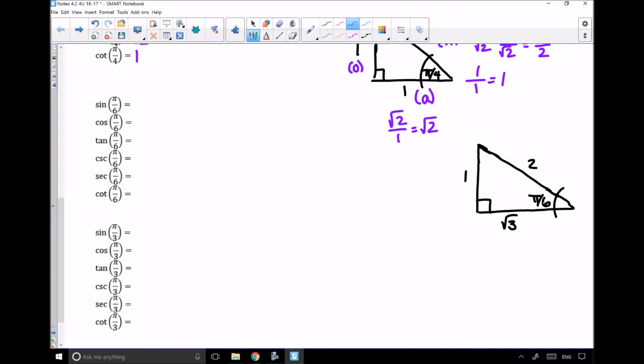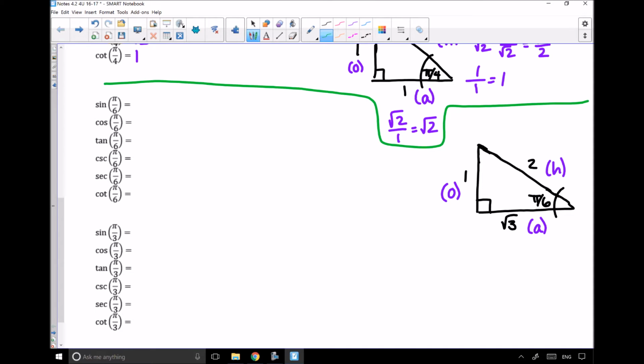Okay, so now if this is my angle right here, we know that this is the opposite, this is the adjacent, and this is the hypotenuse, okay? So to find the sine, I'm going to do the opposite over the hypotenuse, or I'm just going to do 1 over 2. So I get 1 over 2. It's already simplified. That's as far as I can go, okay? So that is the sine of my 30-degree angle, which we now are calling a pi over 6 angle, okay? So that's the answer for our sine.